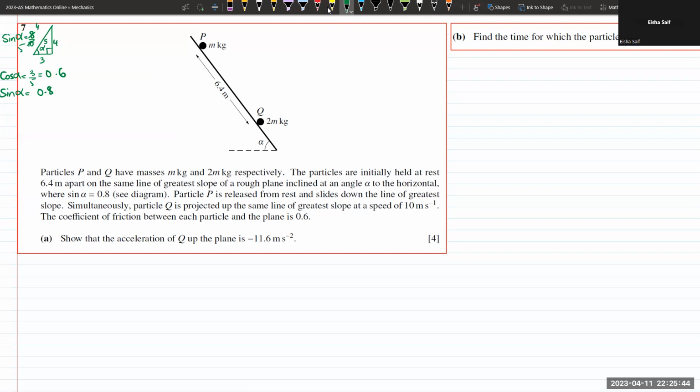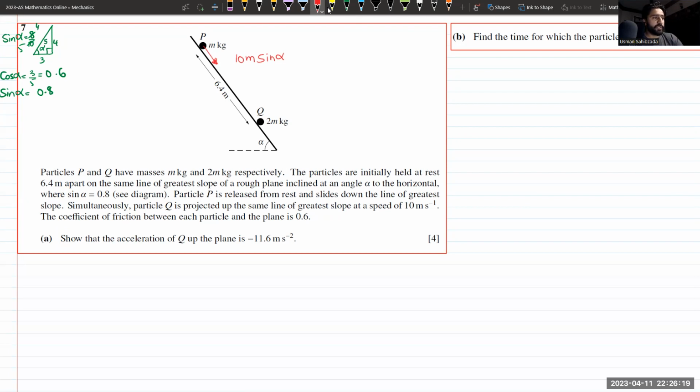Yes, sir. All right. So we were saying that particles P and Q जो हैं वो mass m है और एक mass 2m है. ईशा, कल हम लोगों ने देखा है कि weight component we know can be broken down into 2 parts. So one is mg, which makes it 10m. Sin alpha is going to be the weight component acting down for particle P. P is released from rest, slides down the line of greatest slope.